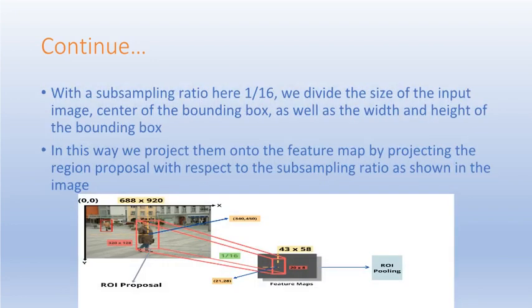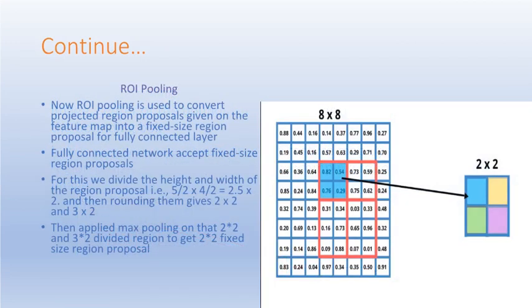With a subsampling ratio, here 1 by 16, we divide the size of the input image, the center of the bounding box, as well as the width and height of the bounding box. In this way we project them onto the feature map by projecting the region proposal with respect to the subsampling ratio, as shown in the image. Let's learn ROI pooling now.